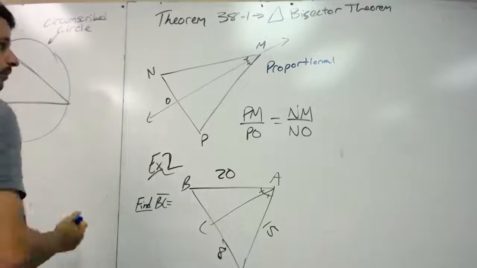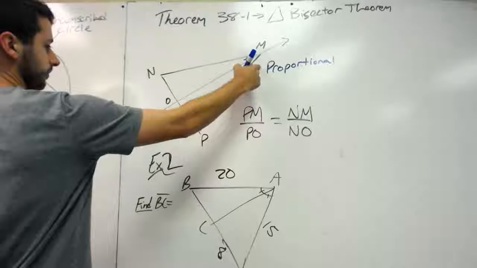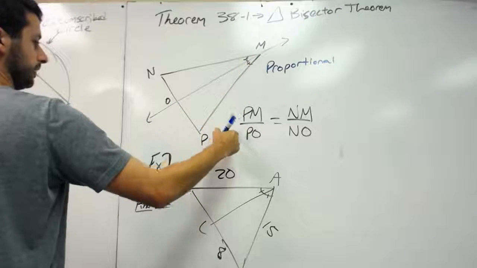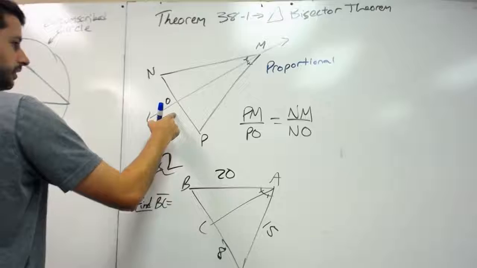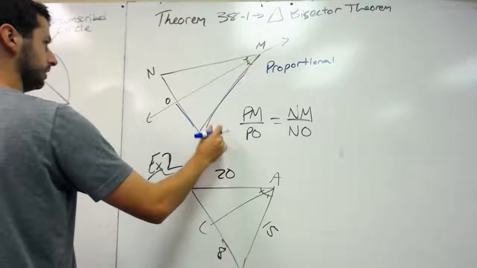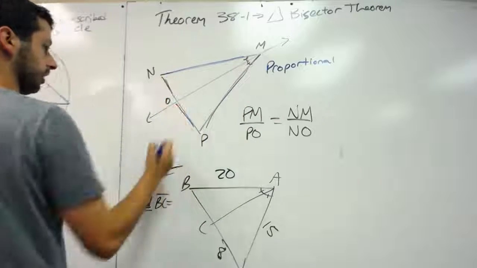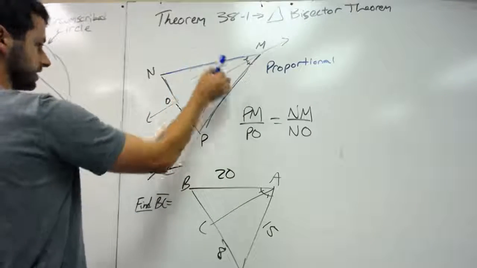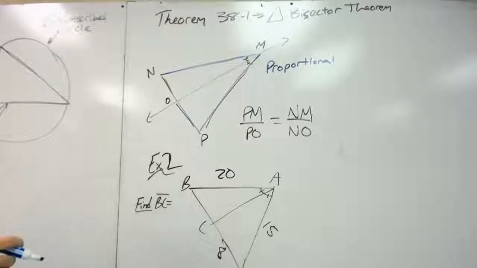So we would say PM over PO, PM over PO is equal to NM over NO. We do not know that the sides are congruent, we simply know that they are proportional.